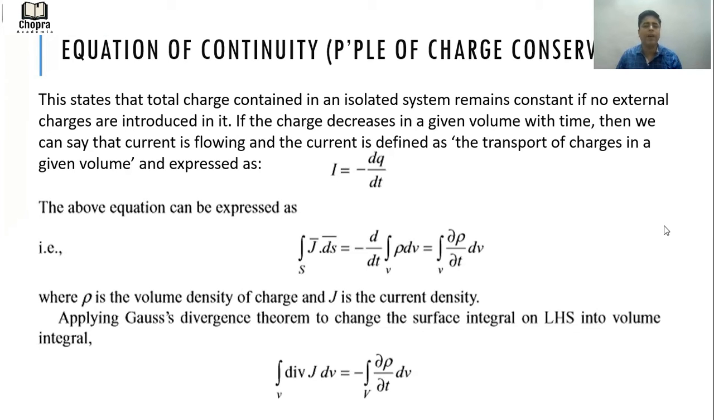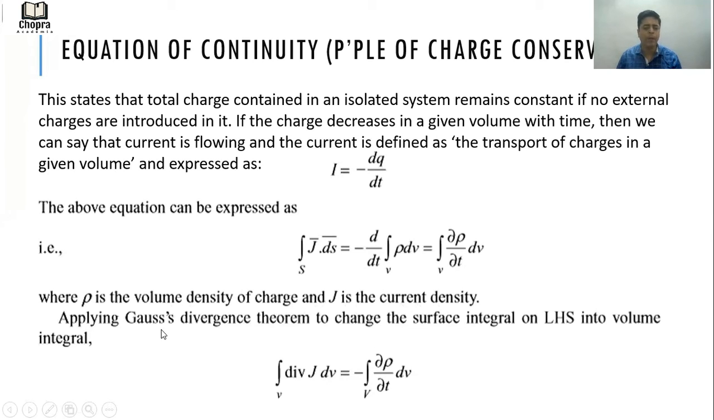and the current is defined as the transport of charges in a given volume and is expressed as I is equal to minus dq by dt. Now this equation can be expressed in terms of current density, the conduction current density, which is given as integral J dot ds equal to I is equal to minus d by dt of q. We substitute for q in terms of the volume charge density, that is integral rho dv, which is equal to minus integral dou by dou t of rho dv. There should be a minus sign here, where rho is the volume charge density and J is the conduction current density.